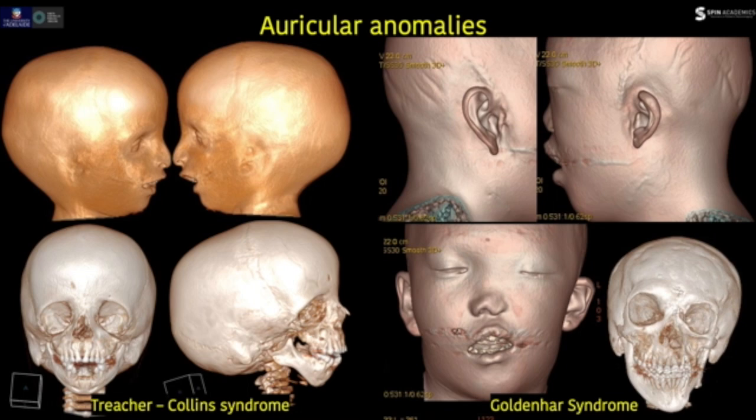The first and second branchial arch syndromes affect all structures of the hearing apparatus. There is bilateral anotia in the patient with Treacher-Collins syndrome along with craniofacial microsomia. On the right is a patient with Goldenhar syndrome with a unilateral left-sided microtia, hypertelorism, and a left craniofacial microsomia.